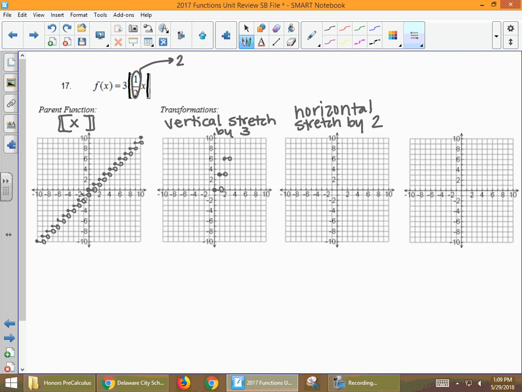Up 3 more. 3, 9, little bar, and open circle. And the same thing below. We're going to have an open circle 3 units below our closed circle at 0, 0.